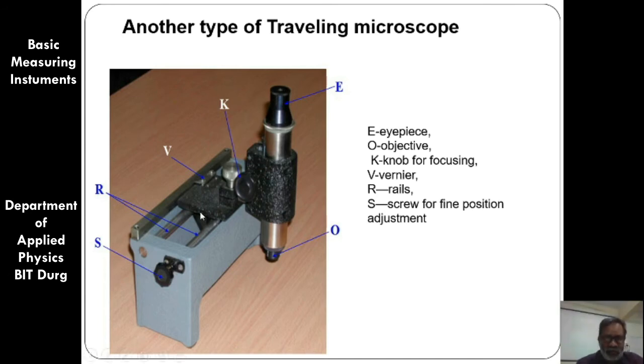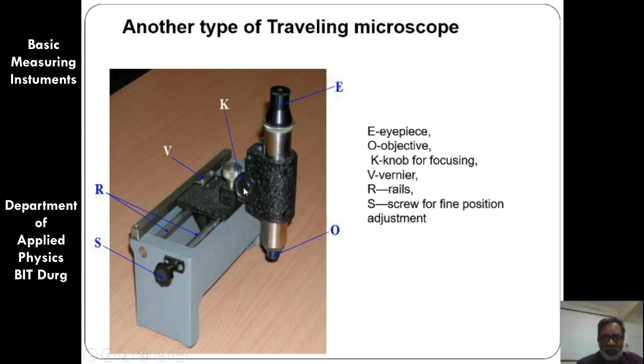Here is another instrument which uses the vernier calipers. It is also a traveling microscope. This is the microscope tube for measuring the horizontal separations, small microscopic separations, but it has only one scale, that is the horizontal scale. It has no vertical motion, so no vertical scale. The various parts of the instrument are shown here. You can see this is the eyepiece, and this one is the objective.